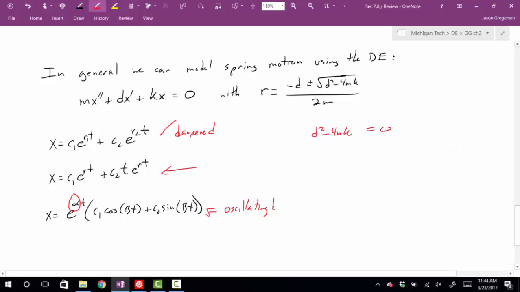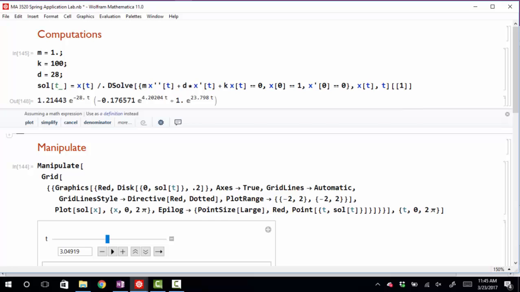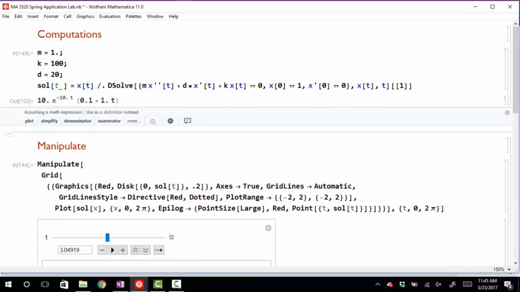So for instance, if I have m equal to 1 and k equal to 100, what would the value for d be that would give me the repeated root case? If d squared minus 400 equals 0, looks like d is equal to 20. Okay. So let's take a look at that value. D equals 20. There it is. I see my repeated root case there.